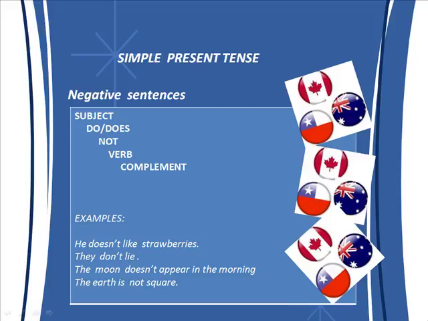He doesn't like strawberries. They don't lie. The moon doesn't appear in the morning. The earth is not square. You can notice that he is using the auxiliary does, and they, the plural, is using the auxiliary do.